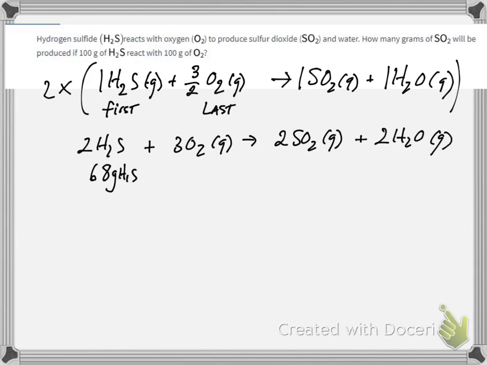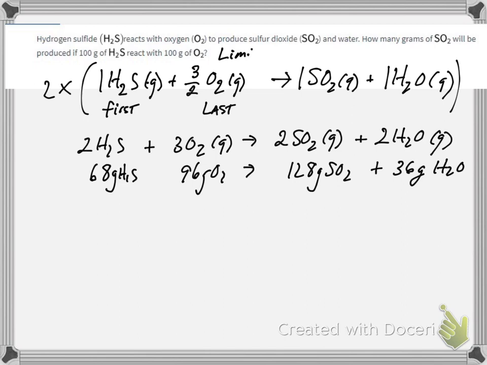Okay, and so we're going to put in the masses. These are the masses reacting, not the molar masses. It's the molar mass times the coefficient. So H2S is 34 grams per mole, but we're multiplying by 2 to get 68 because that's how much reacts. 96 grams, so 68 grams of H2S will react with 96 grams of O2 to make 128 grams of SO2 and 36 grams of water.